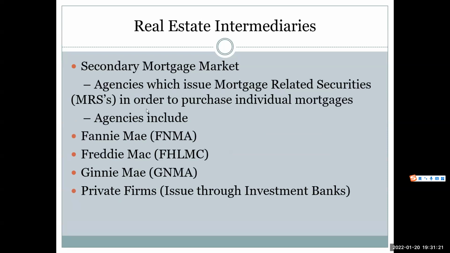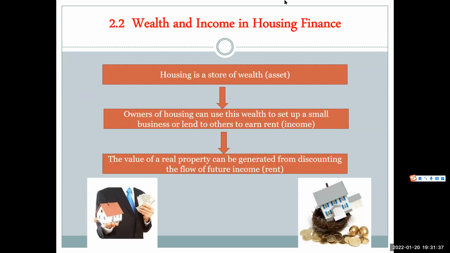And we also have the secondary mortgage markets, agencies which issue mortgage-related securities in order to purchase individual mortgages. Then let's discuss wealth and income in housing finance. We know that housing is a store of wealth, right? So owners of housing can use this wealth to set up a small business or lend to others to earn rent. The value of a real property can be generated from discounting the flow of future income.